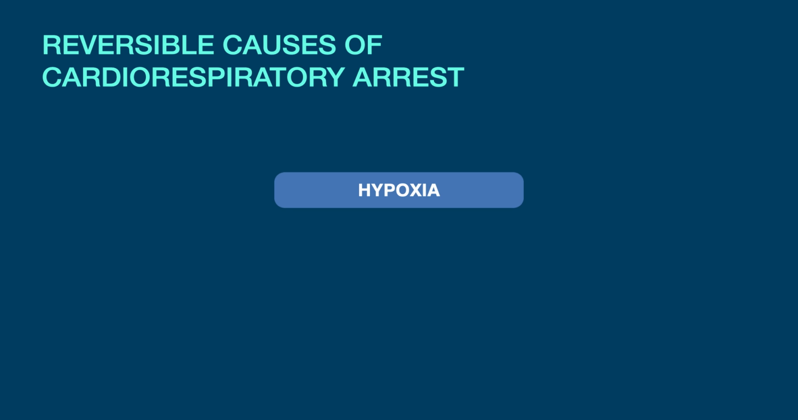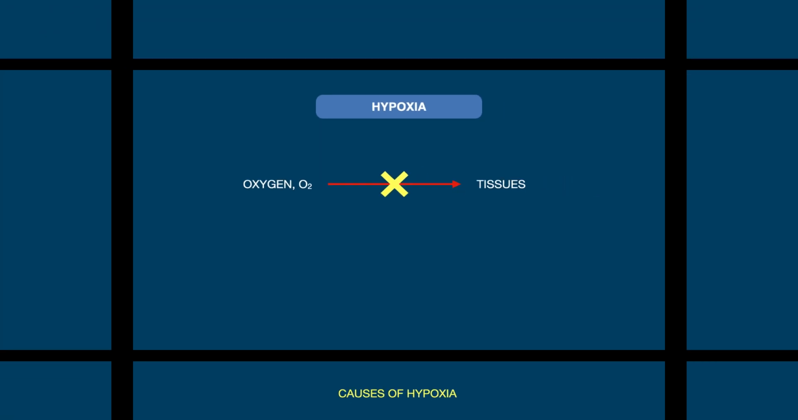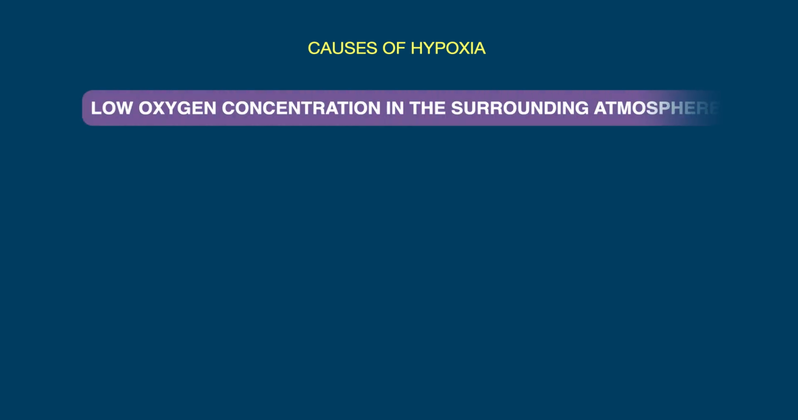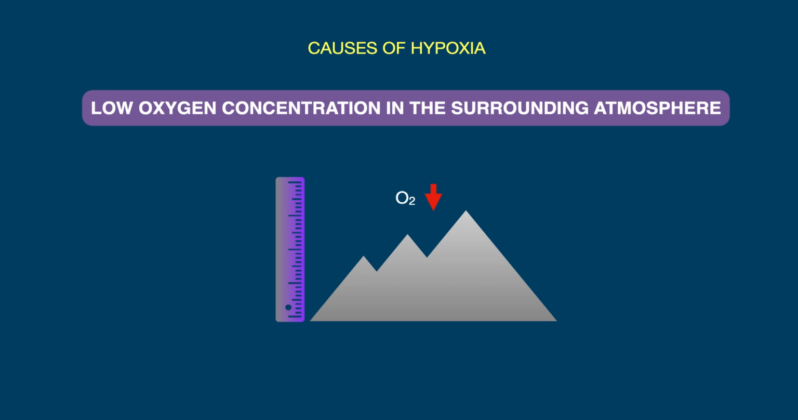Let's look at the first H, which is hypoxia. Hypoxia means deficiency in the amount of oxygen reaching the tissues. Causes of hypoxia include low oxygen concentration in the surrounding atmosphere. So hypoxia can occur in high altitudes due to the lower oxygen concentration in a lower atmospheric pressure level.